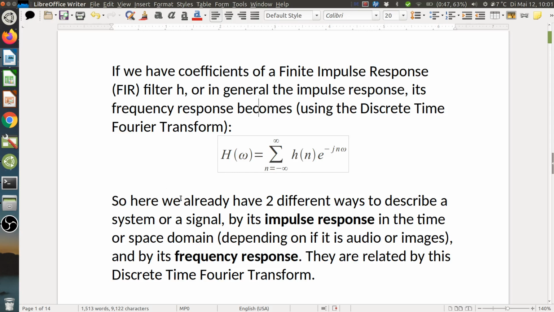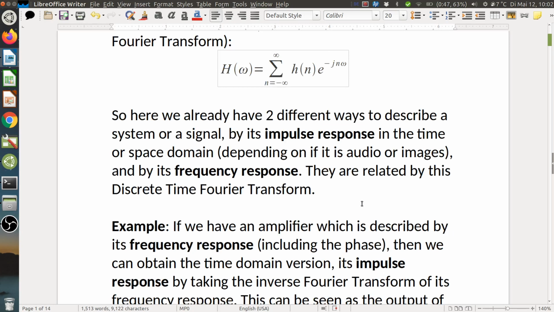So here we already have two different ways to describe a system or a signal: by its impulse response in the time or space domain, this is this h of n, depending on if it's audio or images, and by its frequency response, H of omega, right? Because we can invert this transform. It doesn't really matter if we have the frequency response or the impulse response, because we can convert between the two. So they are related by this discrete time Fourier transform.